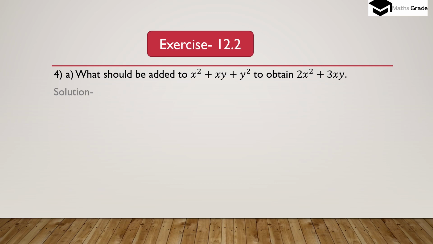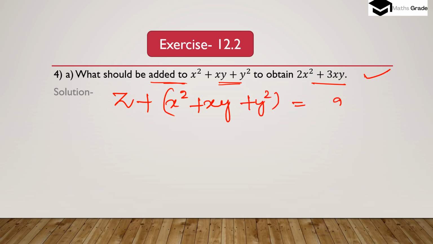Now question number 4, first part, a. What should be added to x square plus xy plus y square to obtain 2x square plus 3xy? We have to find the algebraic expression which is added to x square plus xy plus y square to obtain 2x square plus 3xy. So suppose the algebraic expression that is added is z. So z plus x square plus xy plus y square is equal to 2x square plus 3xy.